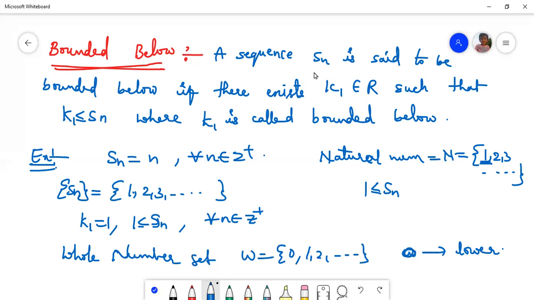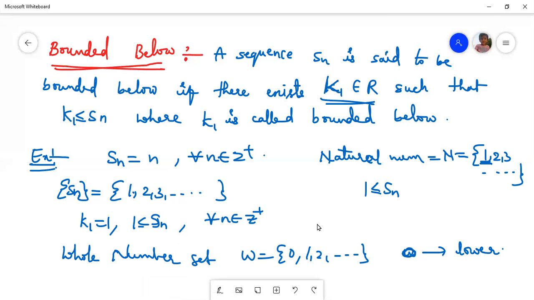What is the definition? A sequence Sn is said to be bounded below if there exists k, any value belongs to capital R, such that k1 is less than or equal to Sn, where k1 is called the bounded below. The best examples are the natural number set and whole number set, which are bounded below sets. The collection of the natural number set is bounded below for the sequence Sn. The collection of the whole number set elements is a bounded below set, whatever it may be. The next definition is bounded above.